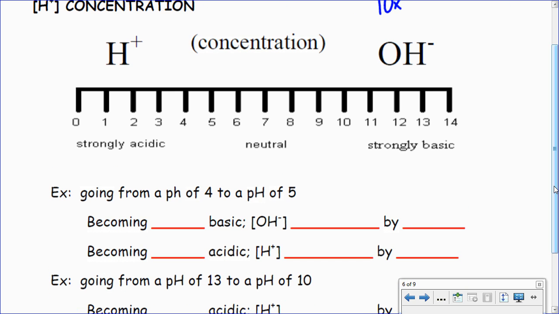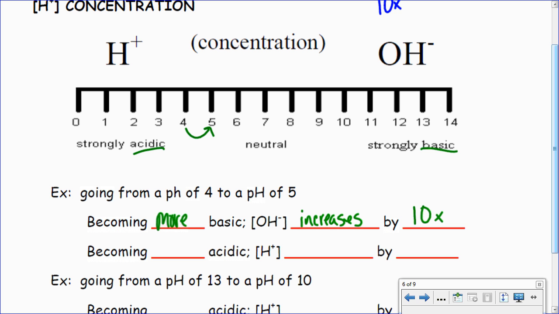So when we go from a pH of 4 to a pH of 5, both the OH concentration changes and the H plus concentration changes. So we go from 4 to 5, becoming more basic, because basic's over here, acidic's over here. Becoming more basic, so the OH concentration increases by a factor of how many times is each step? By 10 times, by 10x. That's all there is to it.